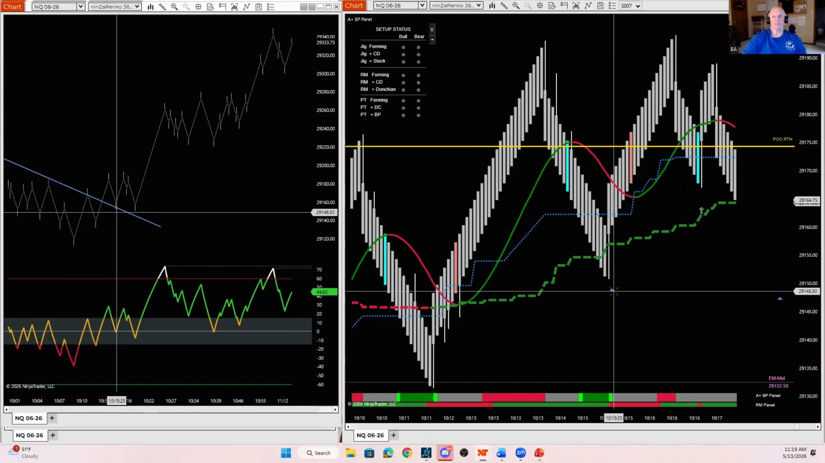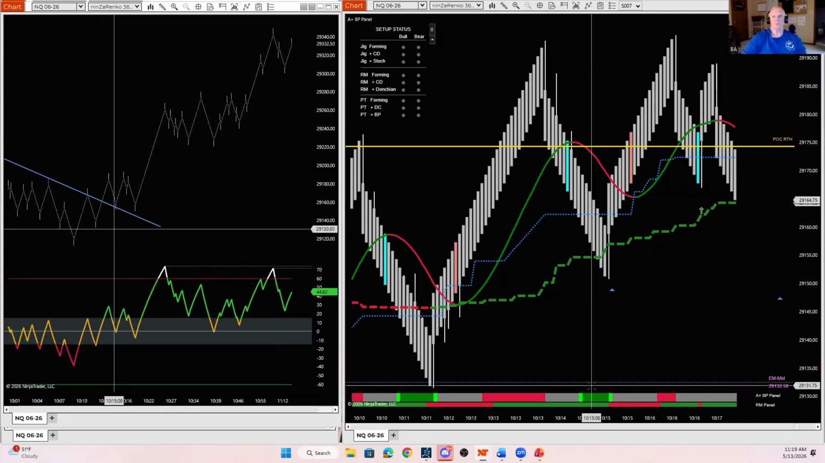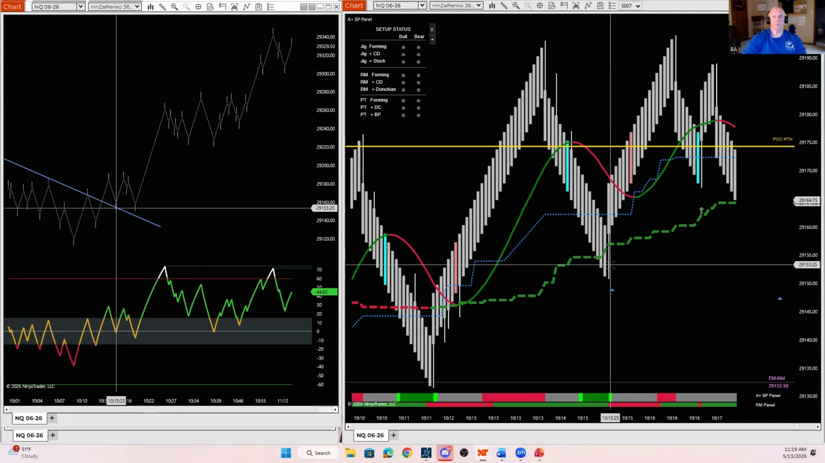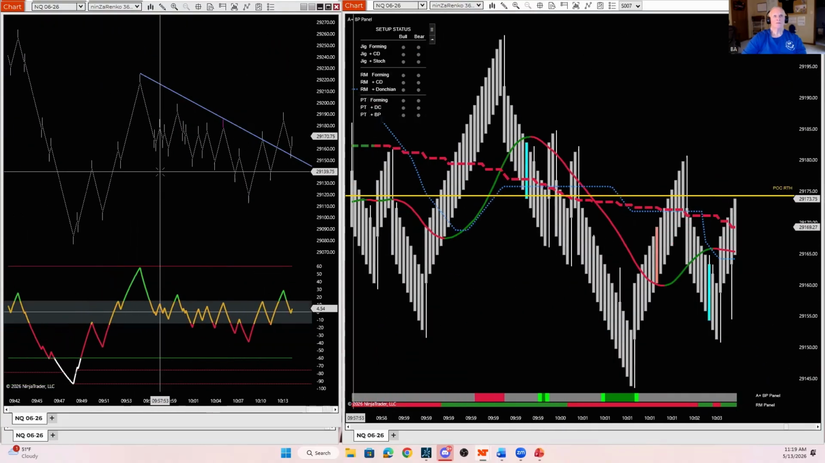Here's our entry triangle right there for the puncture trade. Bottom picker present, whole 9 yards, and it just worked like a charm. All right, so that's the concept there.